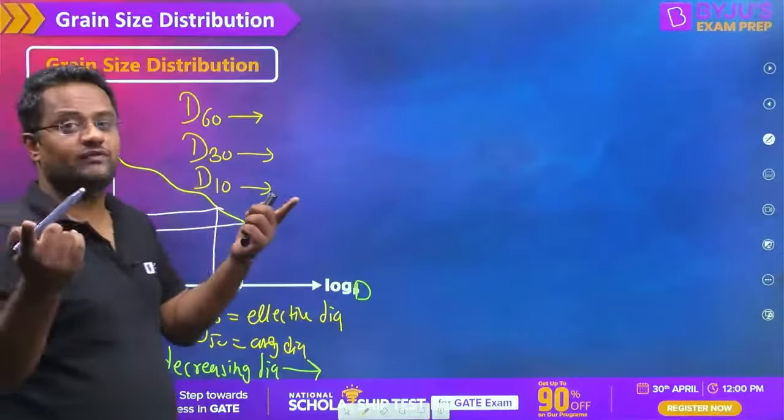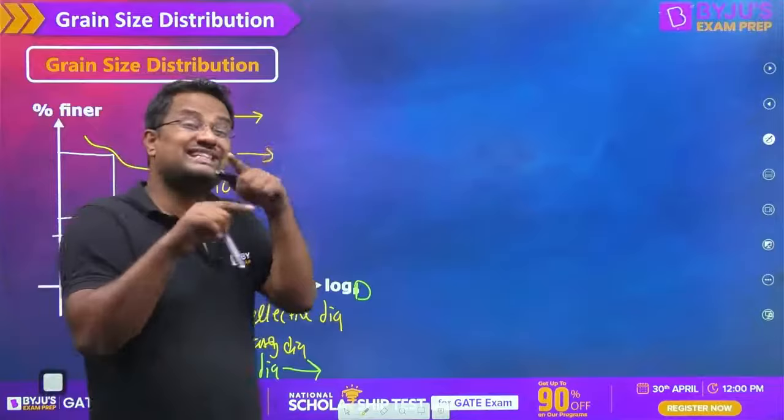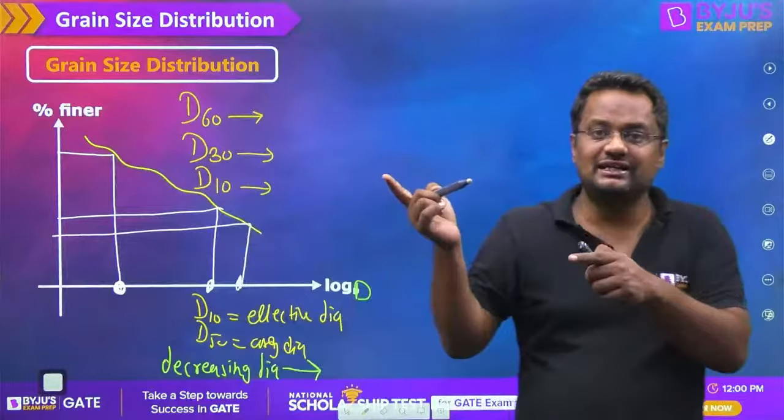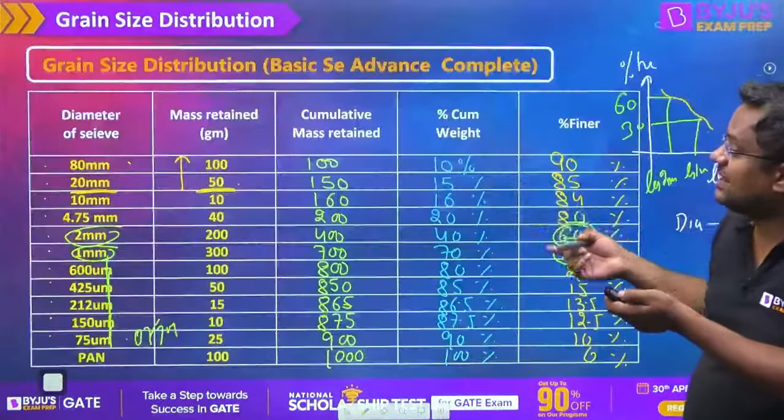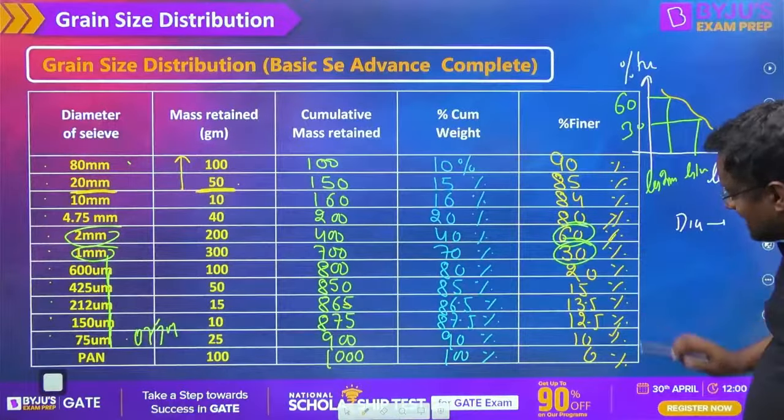What is D32.5? That diameter below which 32.5% particles are there. What is D19? That diameter below which 19% particles are there. And it may be, I took such a magical calculation that D60, D30, D10 all came out.